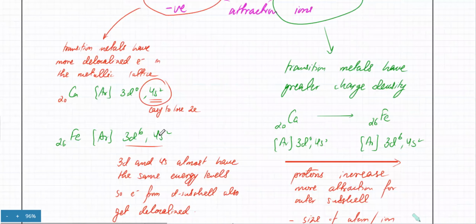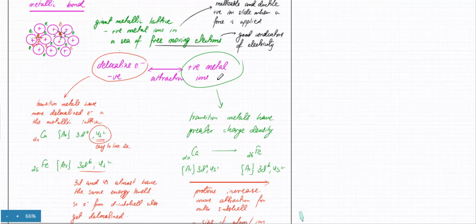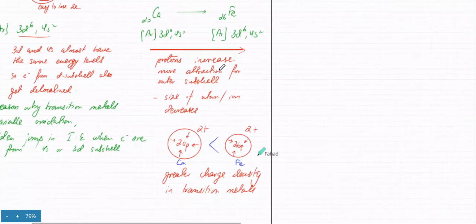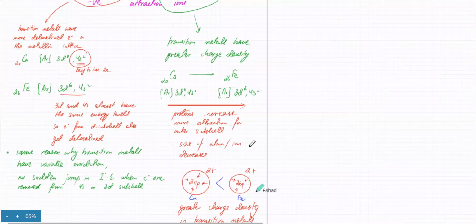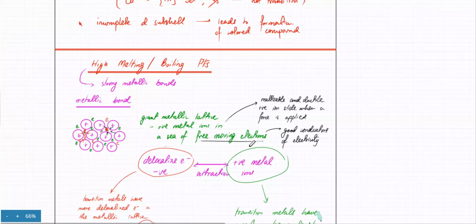And the other factor was that the positive metal ion that the transition metal forms has greater charge density, because transition metals are smaller in size. If they are smaller in size, the charge is more concentrated. The particles are closer together, and they attract each other strongly. Okay, so this explains everything related to high melting and boiling points.